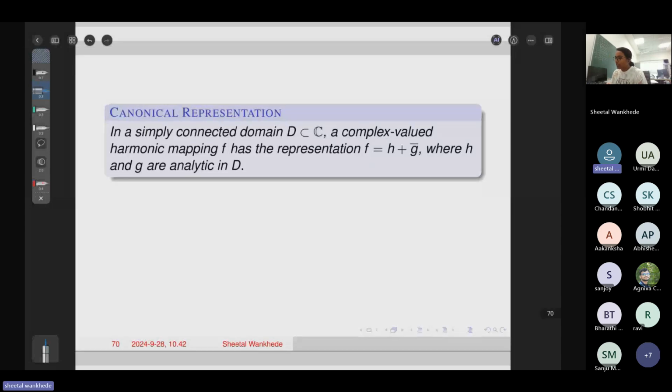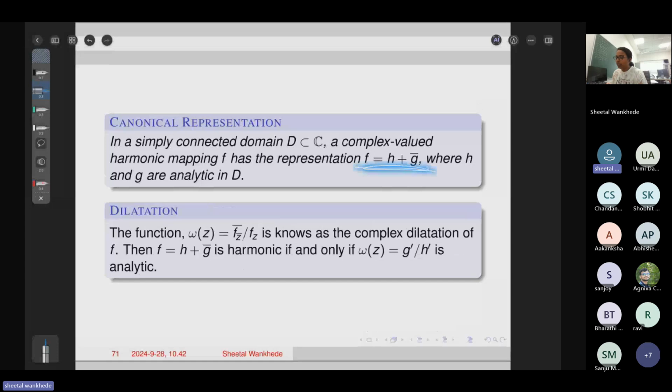Okay, so for this harmonic mapping, one more important term is needed, that is called dilatation. This function w of z, which is g dash over h dash, is known as the complex dilatation of f. And this f equal to h plus g bar is harmonic if and only if this w of z is an analytic function. So when we have f equal to h plus g bar, we can reduce this to a quantity, which is g dash by h dash.